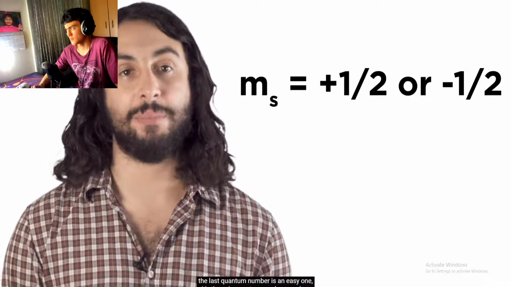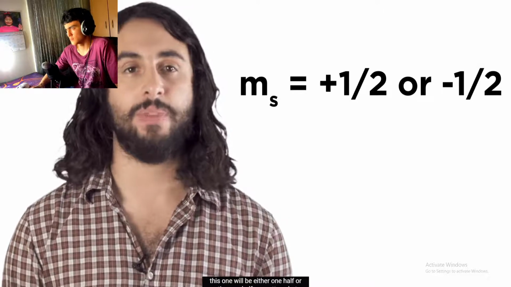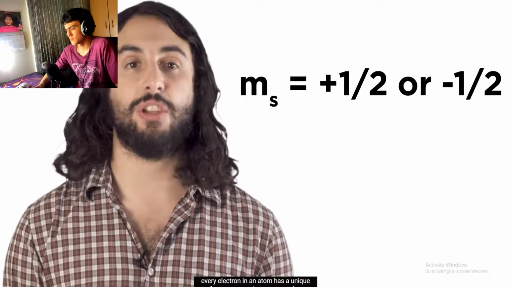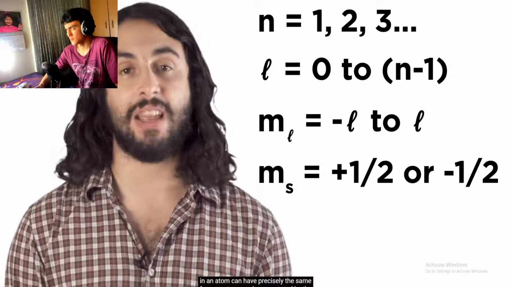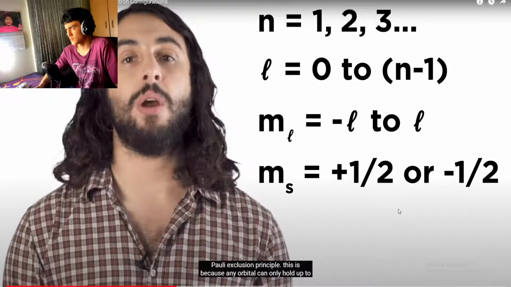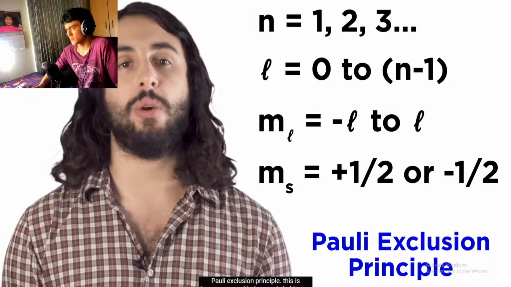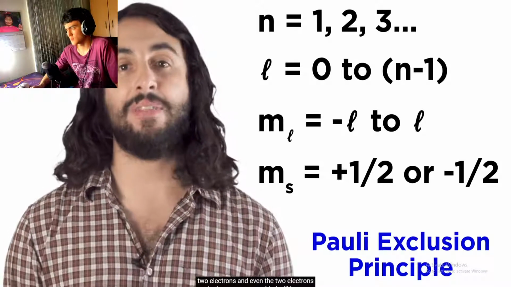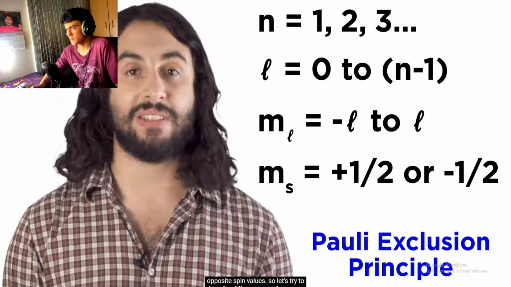The last quantum number is an easy one. It's the spin quantum number, m sub s. This one will be either 1/2 or -1/2, no matter what. So every electron in an atom has a unique set of quantum numbers. No two electrons in an atom can have precisely the same 4 quantum numbers, as is stated by the Pauli exclusion principle. This is because any orbital can only hold up to 2 electrons, and even the 2 electrons in the same exact orbital will have opposite spin values.